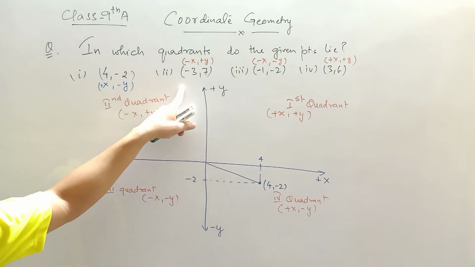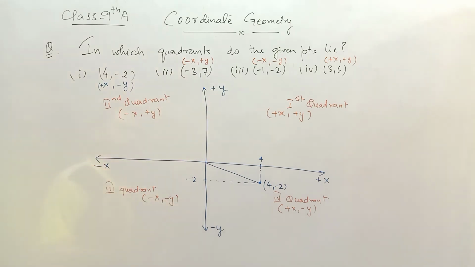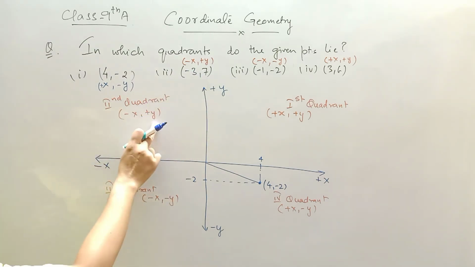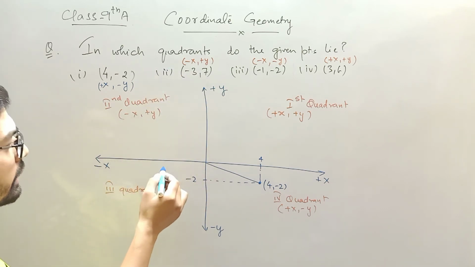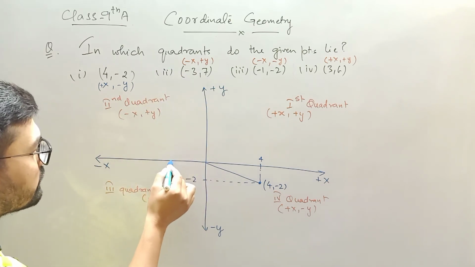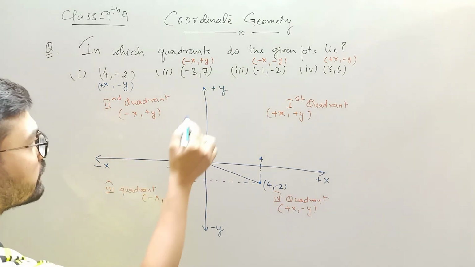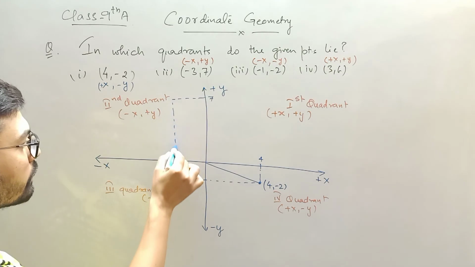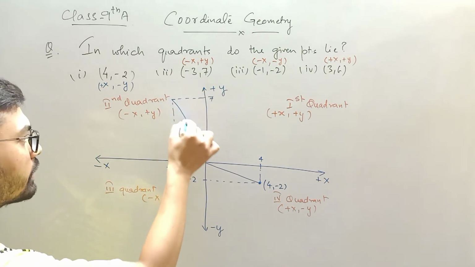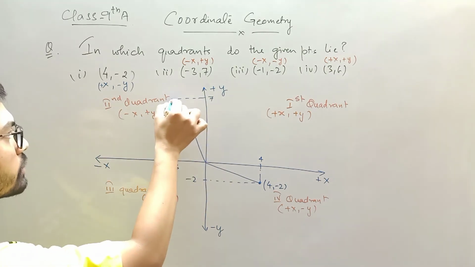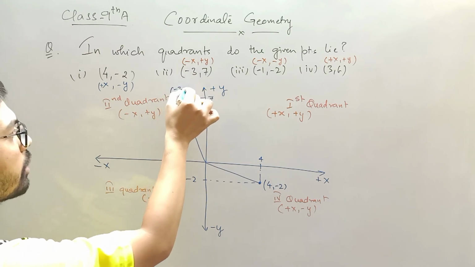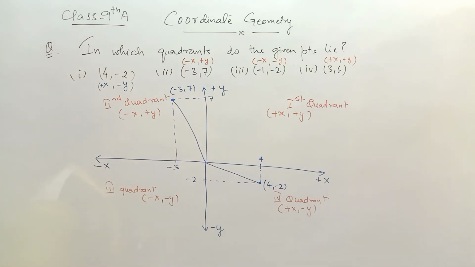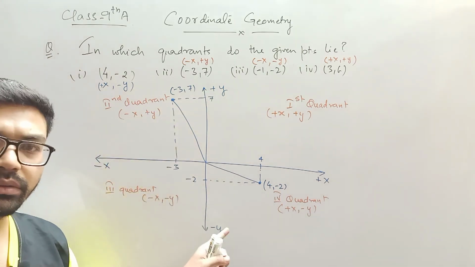Now the second point is (-3, 7). So x is negative and y is positive. So this point lies somewhere here. Let's say x is -3 and let's say y is 7. So this point will lie somewhere here from the origin. So this point will be (-3, 7): negative x, positive y. I hope this is clear to you.